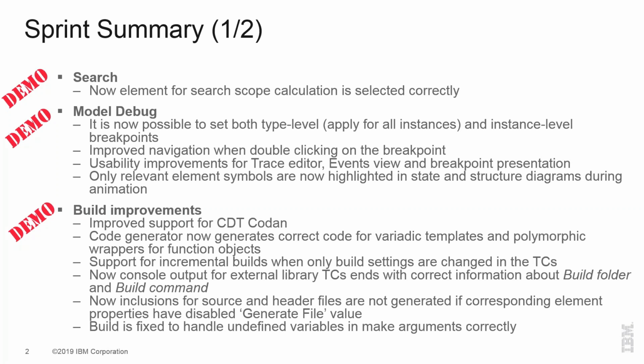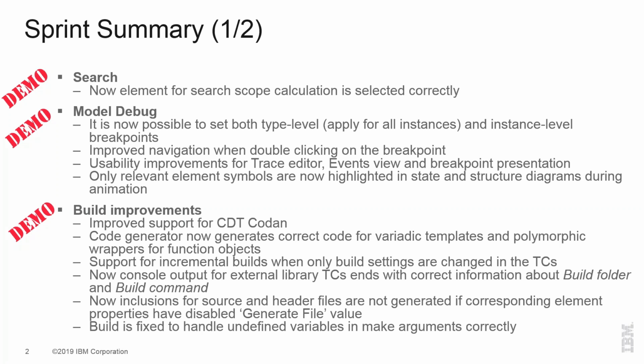Also, we've been working on the build improvements. So we improved support for CDT coding. It's a new implementation that Yelena of Maytent will demo today. Also, we fixed the code generator to correctly generate the code for the templates and polymorphic functions. We also now support incremental builds when you only change the build settings in the transformation configuration files for the model compiler. So it previously worked for the classic builder, and now it works for the model compiler.